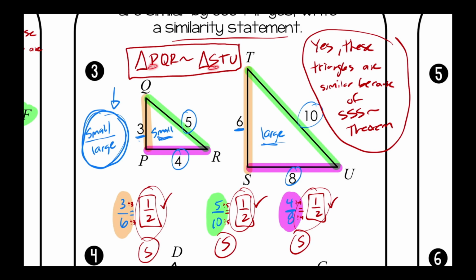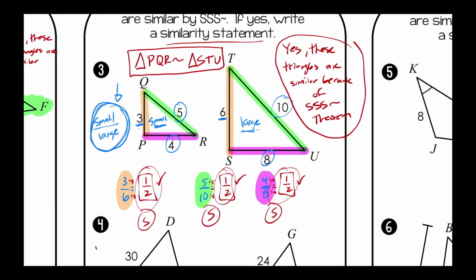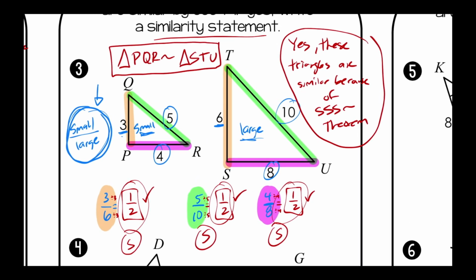P matches with S. Remember, you got to put it in order. P and S match. Q and T match. U and R match. Any questions? This is how we use SSS Similarity. We just compare the matching sides and see if the ratios are all the same. And in order to do that, you have to simplify them. You have to simplify all of them. And if they all simplify to the same number, ding, ding, ding, we got it.